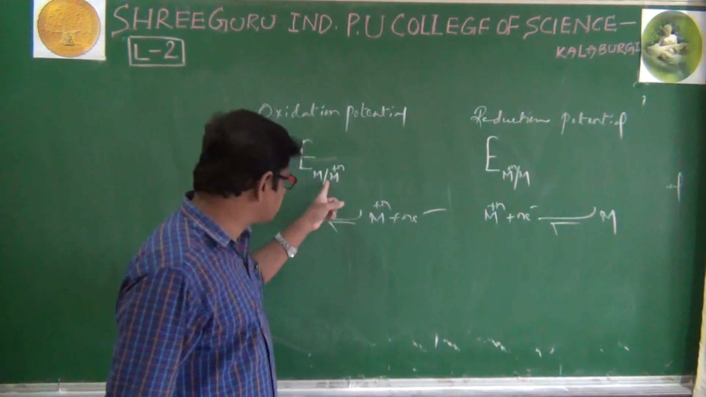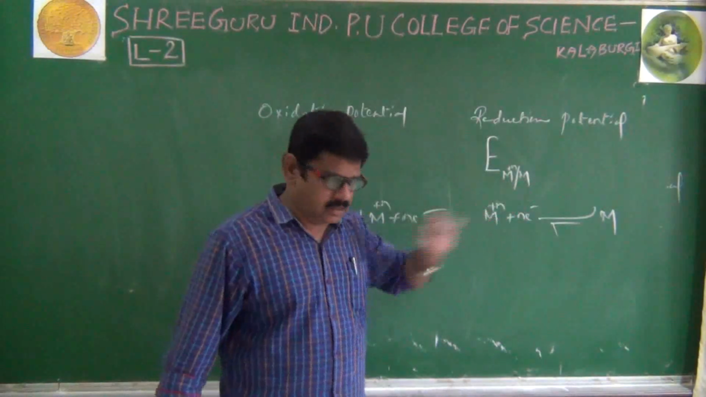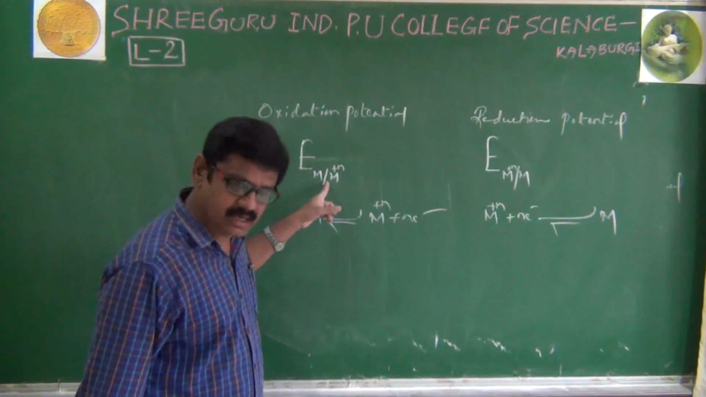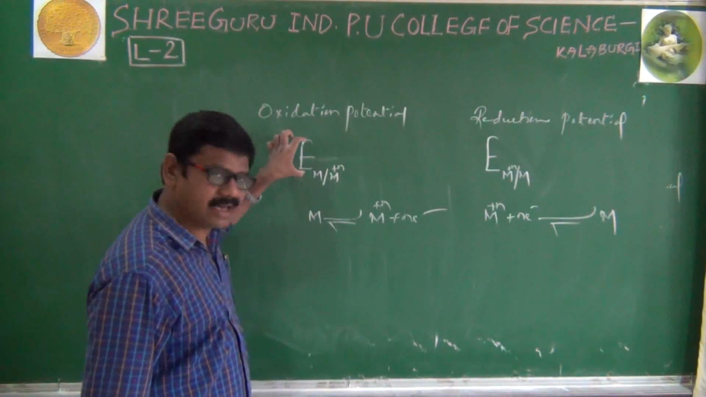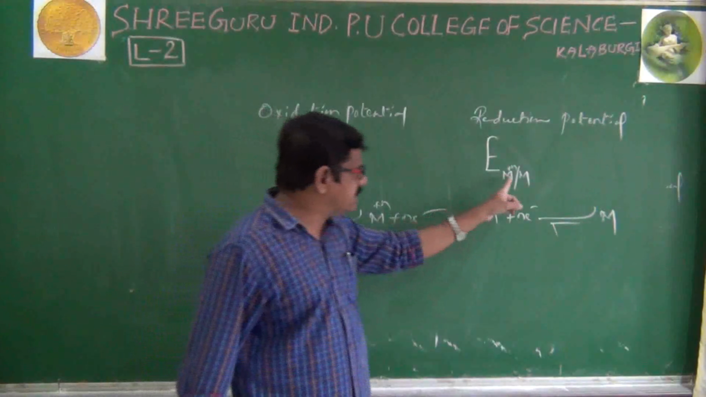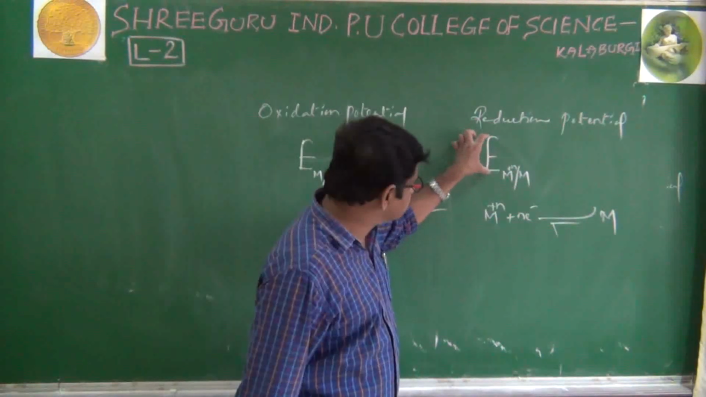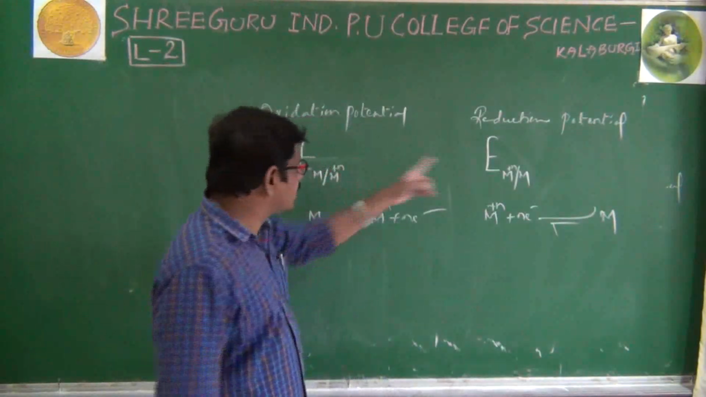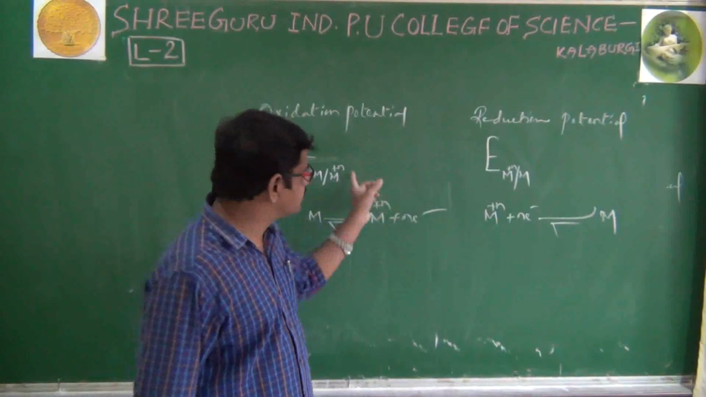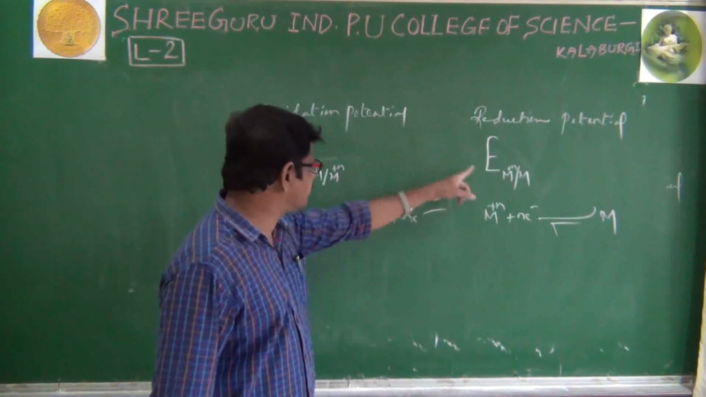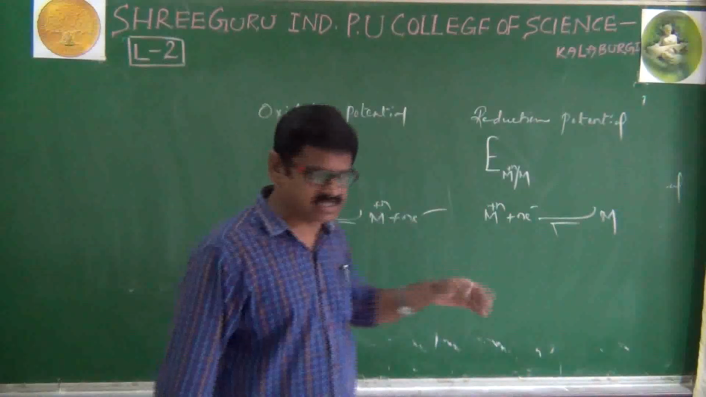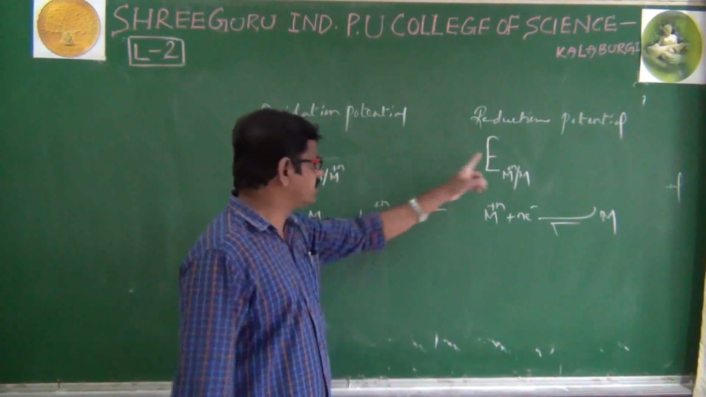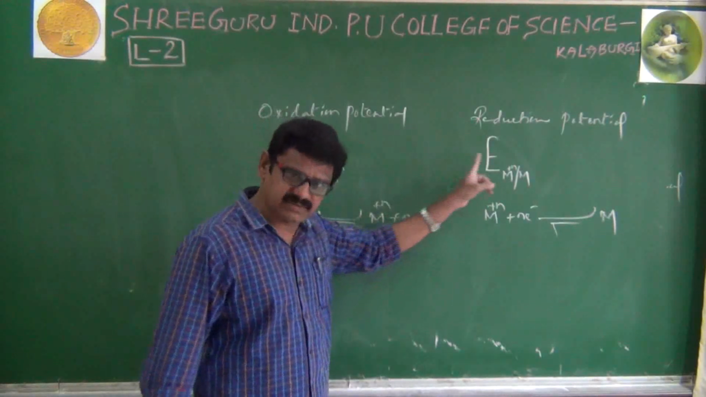One is an oxidation process and another one is a reduction process. Because of oxidation, whatever potential is developed is called oxidation potential. Because of reduction, whatever potential is developed is called reduction potential. These are normal potentials, whatever the concentration as well as the temperature you maintain, whatever potentials are developed are called oxidation potentials as well as reduction potentials.